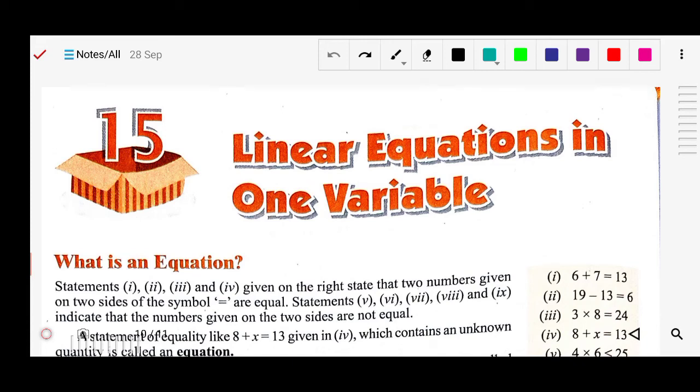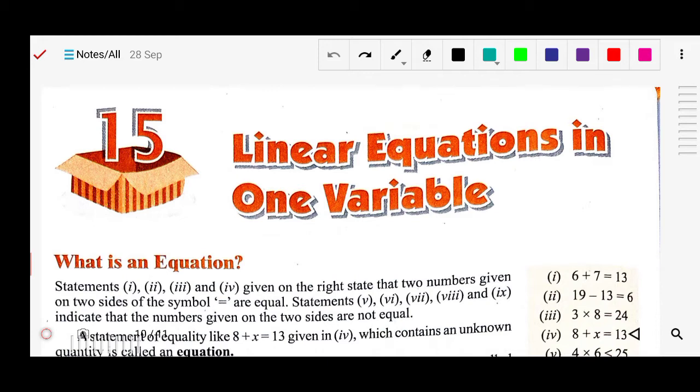Good morning, students. Today we will study chapter 15, linear equations in one variable. You are already familiar with what an expression, an equation, a term, polynomials, and monomials are. Now we will use all those concepts. In this chapter 15, we will study what an equation is.